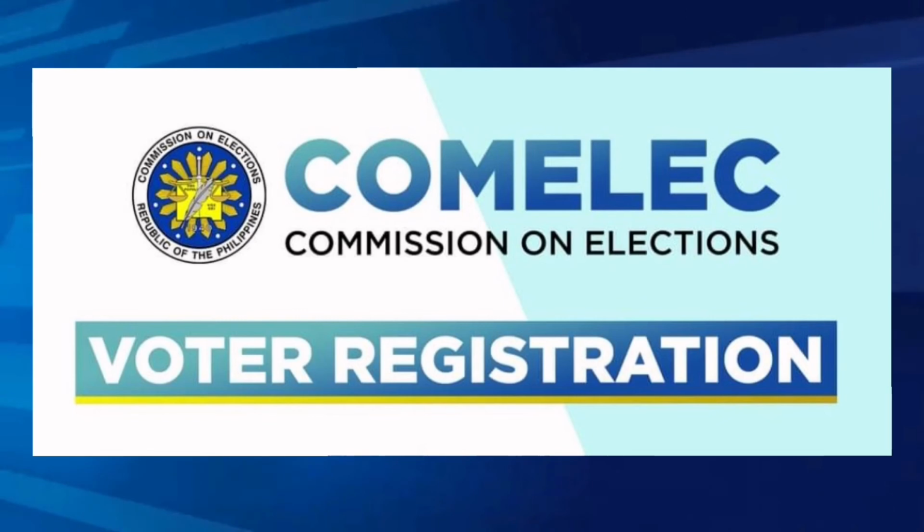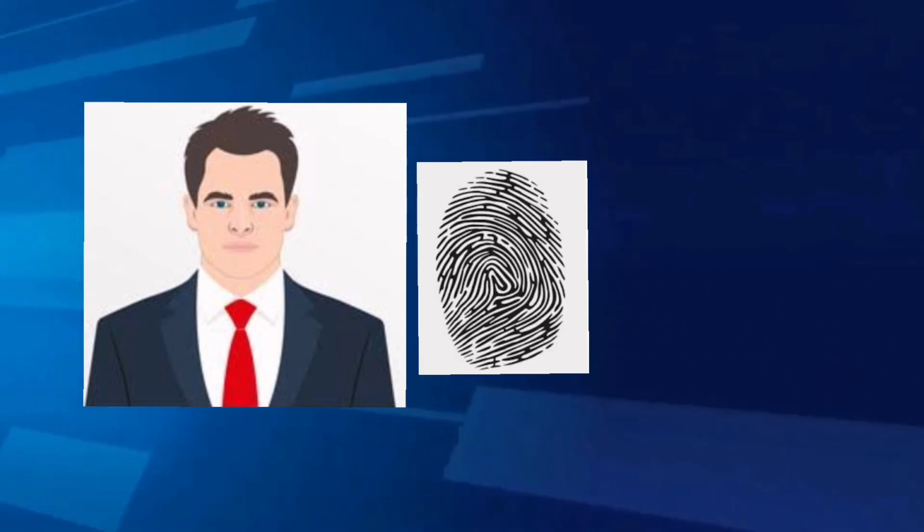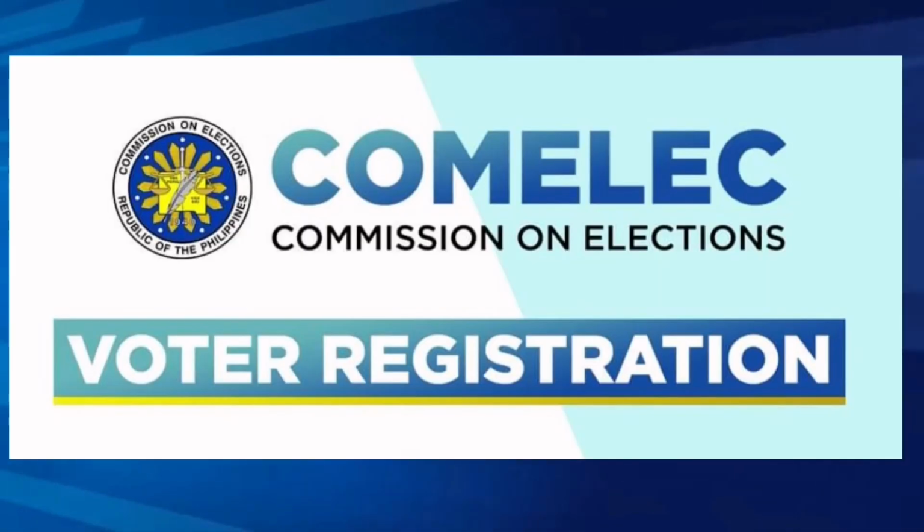Your biometrics will then be collected using the Comelec's voter registration machine. These include your photo, fingerprints, and signature. You will be given an acknowledgement receipt that shows you have successfully filed your application for transfer of voter registration. Do not lose this small document.